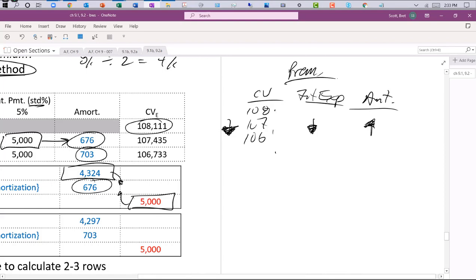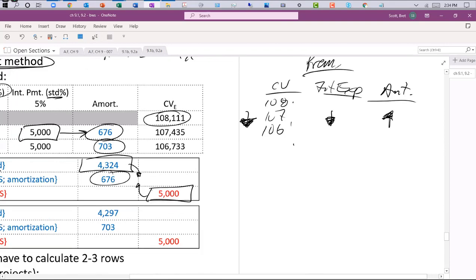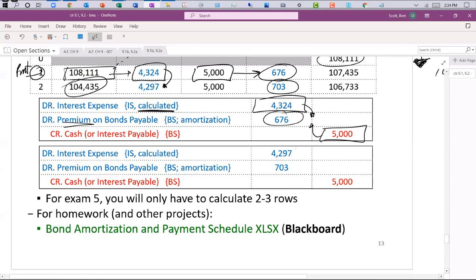There's always some sort of conceptual question saying, what's the interest expense doing when there's a premium, and we're using the effective interest method. If we're using straight line, we don't have to worry. It's always going to be the same. But in the case of the effective interest method, the amount of interest expense changes over time. Just need to be aware of that. So we plug those things in.